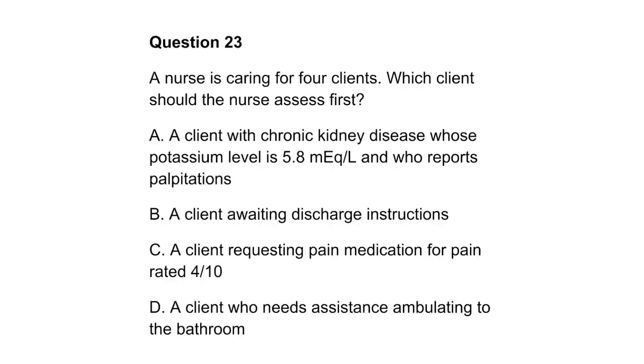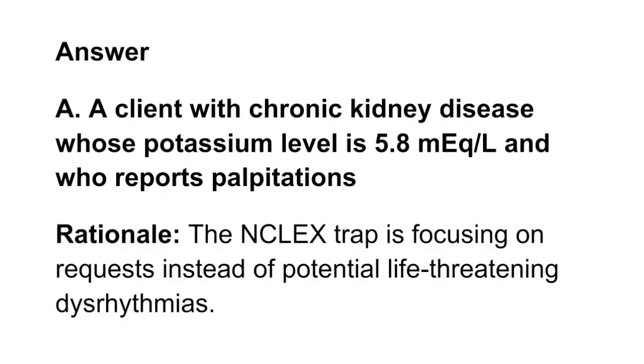Question 23. A nurse is caring for 4 clients. Which client should the nurse assess first? A. A client with chronic kidney disease whose potassium level is 5.8 milliequivalent/L and who reports palpitations. B. A client awaiting discharge instructions. C. A client requesting pain medication for pain rated 4 out of 10. D. A client who needs assistance ambulating to the bathroom. Answer: A. A client with chronic kidney disease whose potassium level is 5.8 milliequivalent/L and who reports palpitations. Rationale: the NCLEX trap is focusing on requests instead of potential life-threatening dysrhythmias.